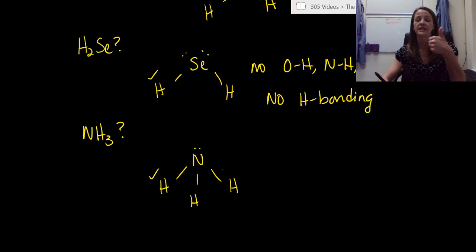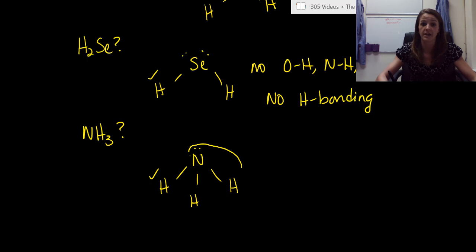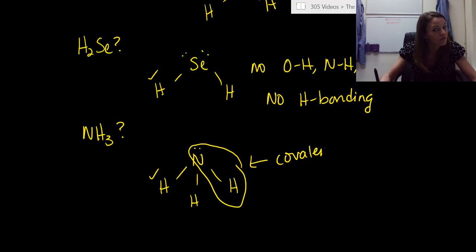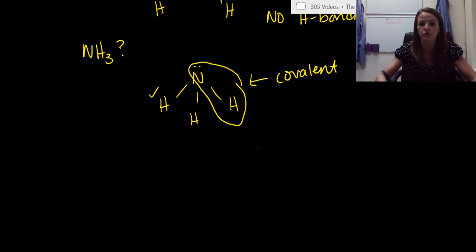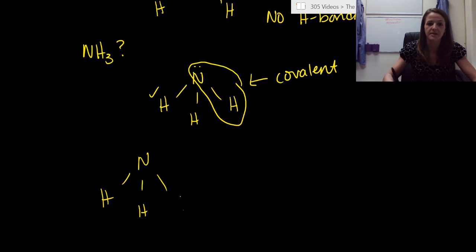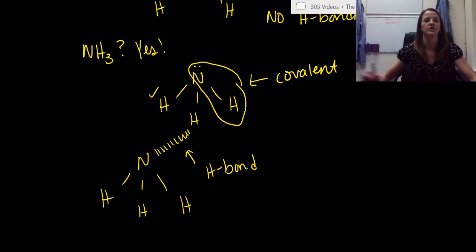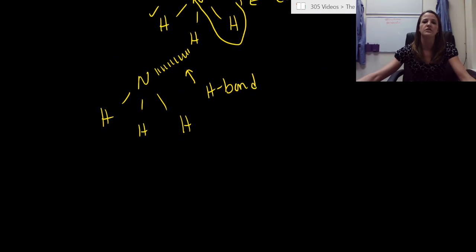Next thing, is there a covalent NH, OH, or FH bond? And yes, I see one right here. We have a covalent NH bond, so it could possibly have hydrogen bonding. So the next thing you do is draw out another structure and see, is it possible for you to actually draw out a hydrogen bond? And yes, absolutely. You can definitely draw out a hydrogen bond for ammonia. Does ammonia exhibit hydrogen bonding? Absolutely, it definitely does.